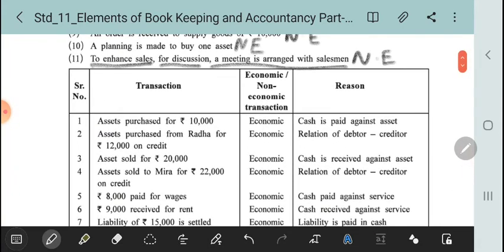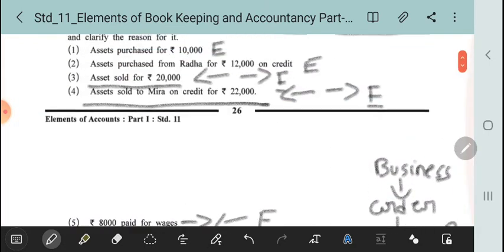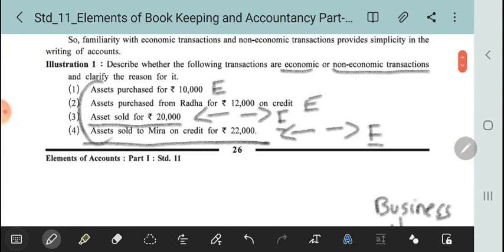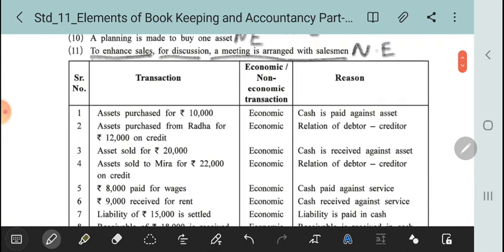So in this illustration you have been given answers too. So you can easily bifurcate your answers. I have already given the reasons for why the transactions are economic and non-economic transactions. Don't join the topic of cash and credit here, as I have clearly mentioned that here we are talking about the assets.